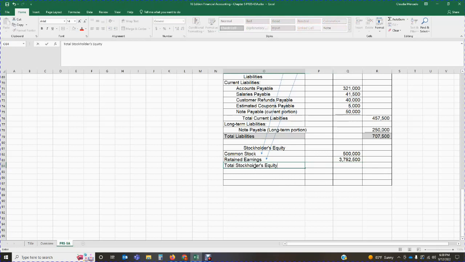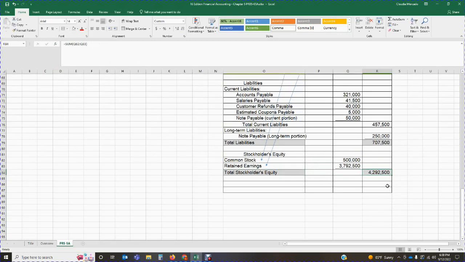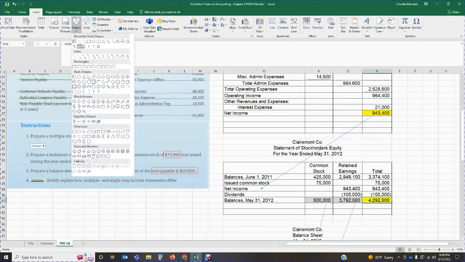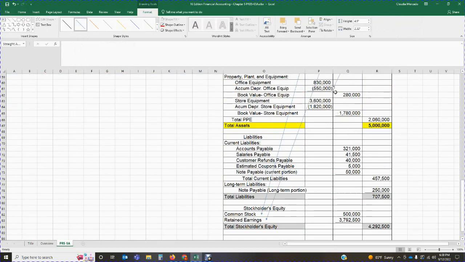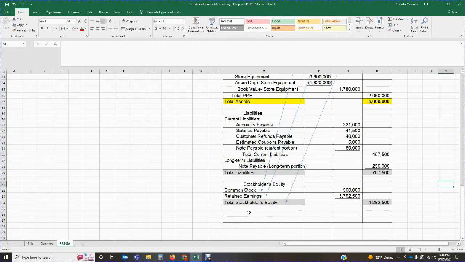So our total stockholders' equity will be the sum of those two. We're going to add them together. That'll be $4,292,500. That number right there, $4,292,500, is what we have in our statement of stockholders' equity as our total, $4,292,500. So that number goes in our balance sheet, right there. So that gives me my total.